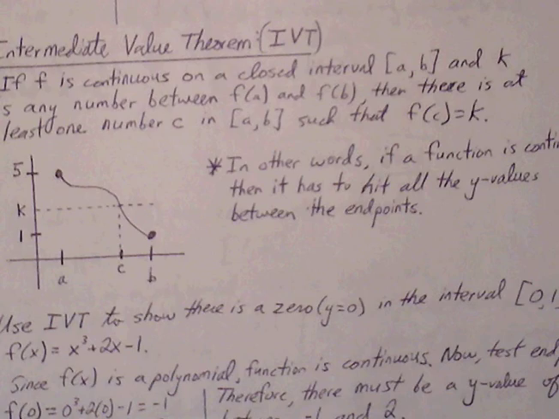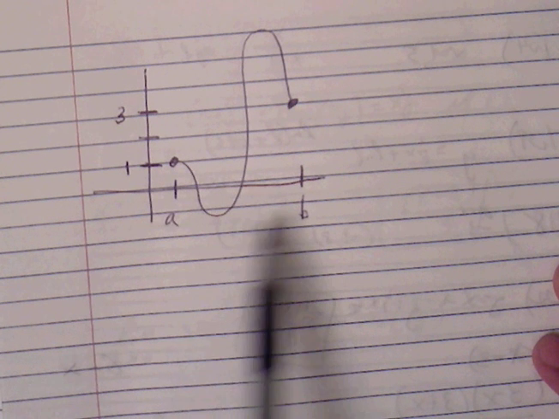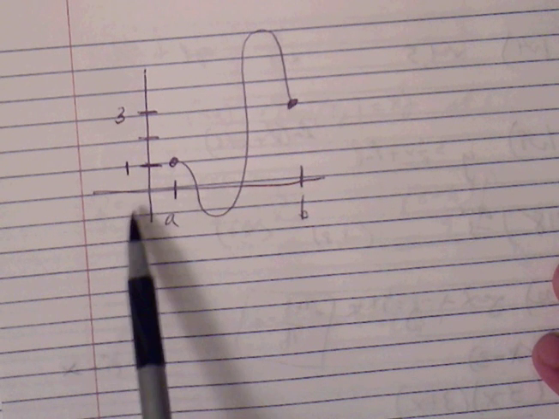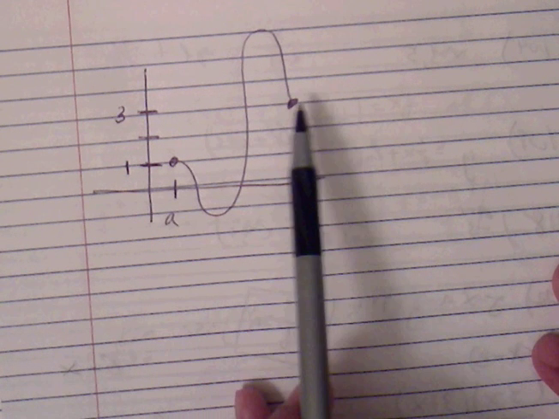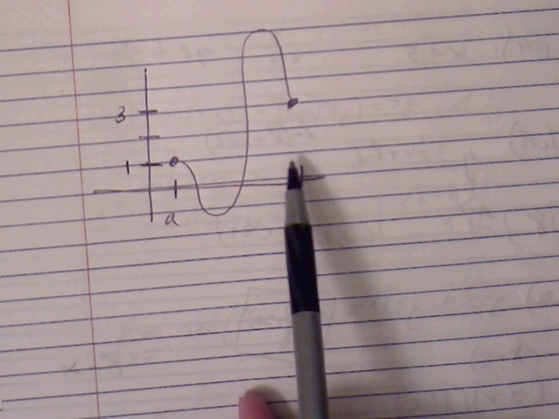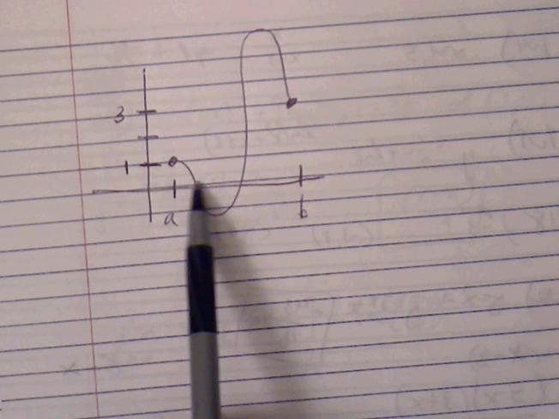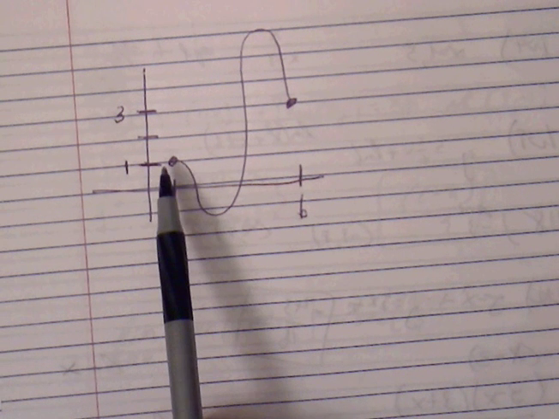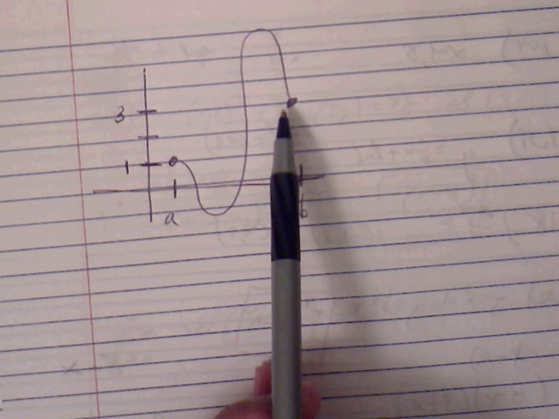Okay, so for instance, let me give another visual example. Let's say I had a graph continuous between a and b, but now my endpoints are at y value of 1 and y value of 3. Now suppose that we can't see the graph, but we just know that the endpoints have y value of 1 and y value of 3, and we know the graph is continuous between those two endpoints.